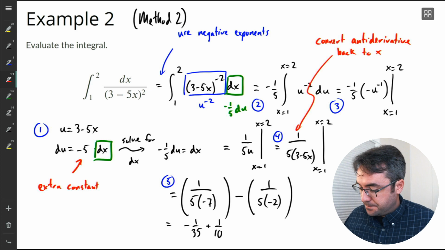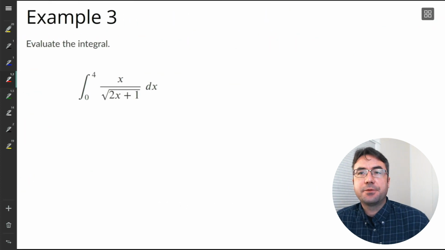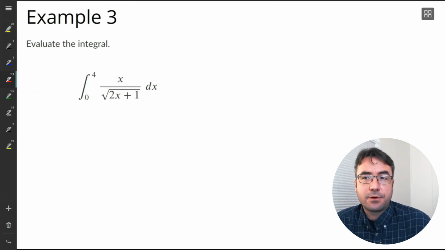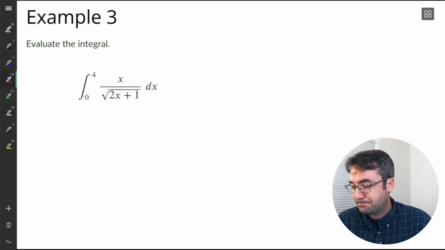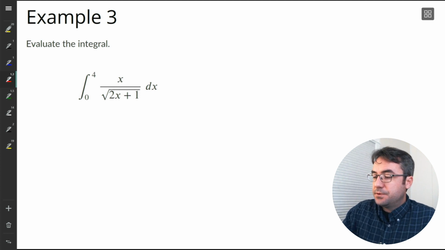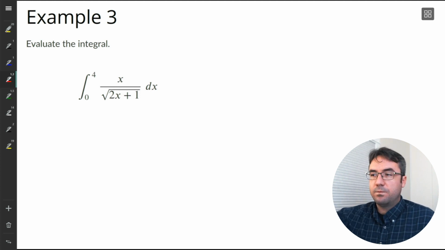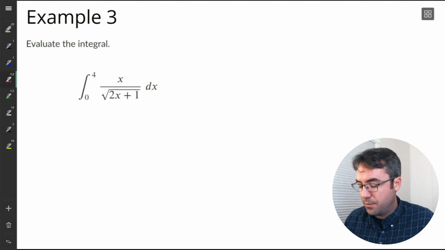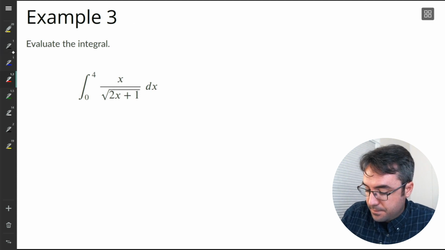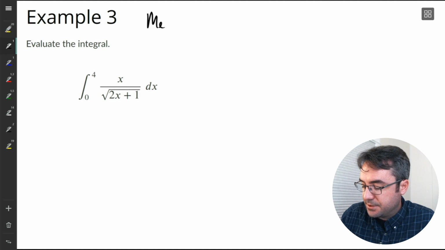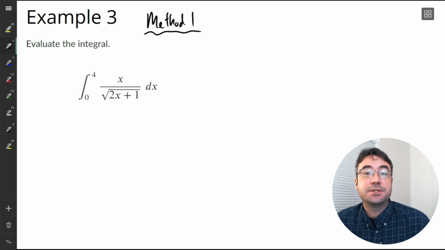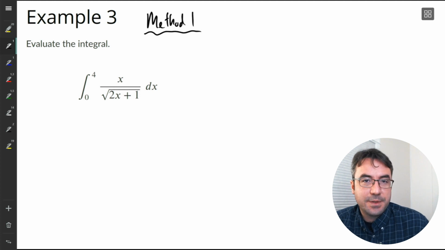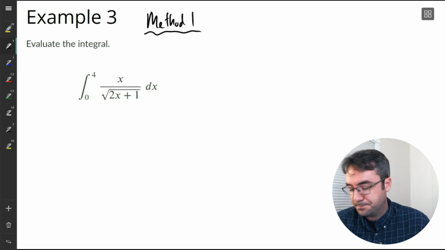Let's try one more of these. Let's try example 3. We're going to do the definite integral of x over square root 2x plus 1, where we're integrating from 0 to 4. And let's use method 1. Doesn't matter. You'll get the same answer. But just to see method 1 in action here, let's do that one. So we're going to convert the limits of integration once we get to that part.